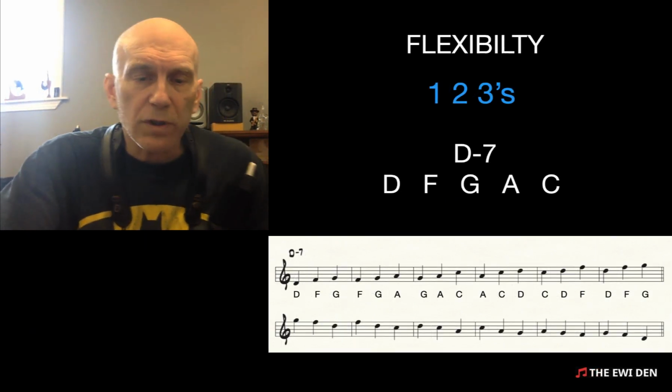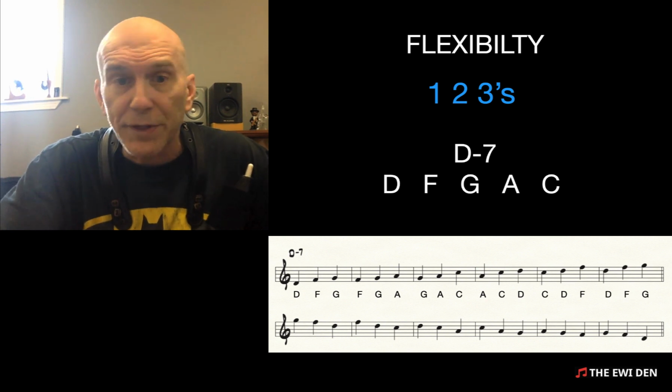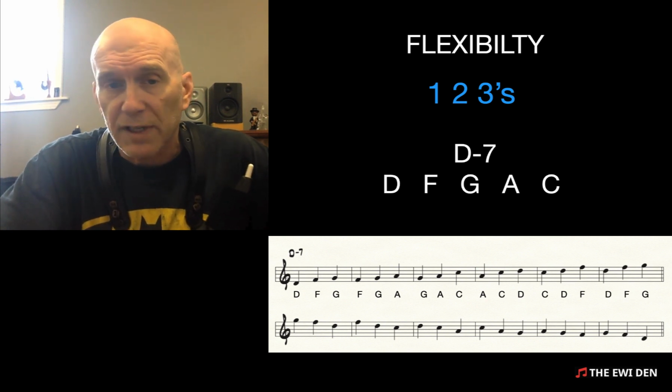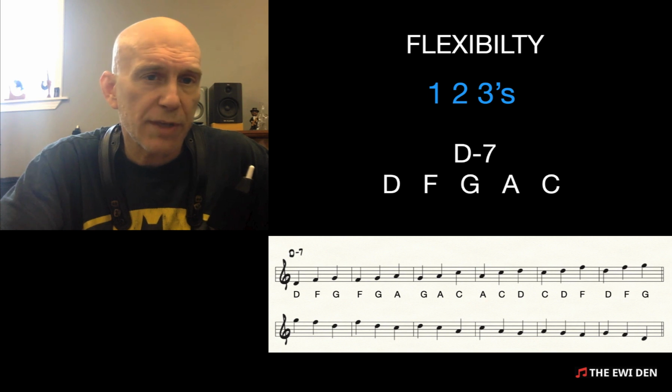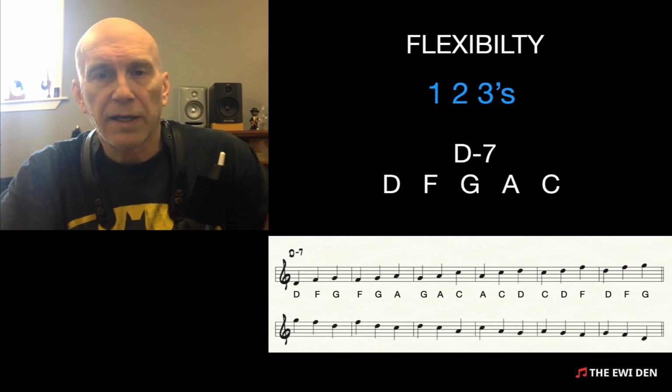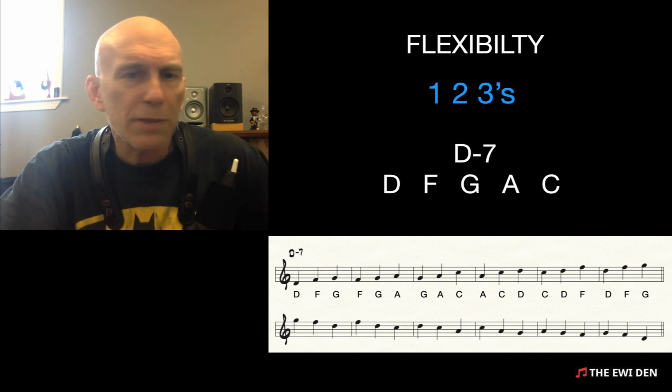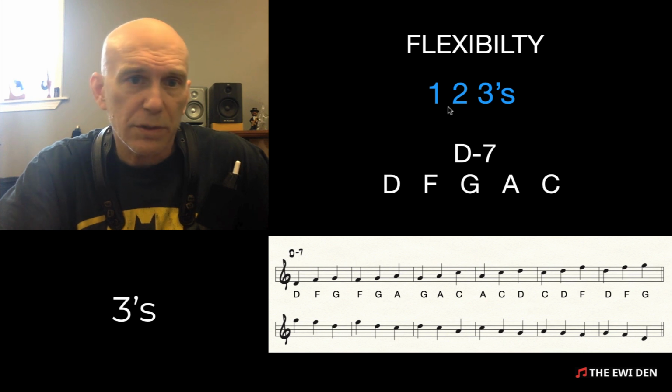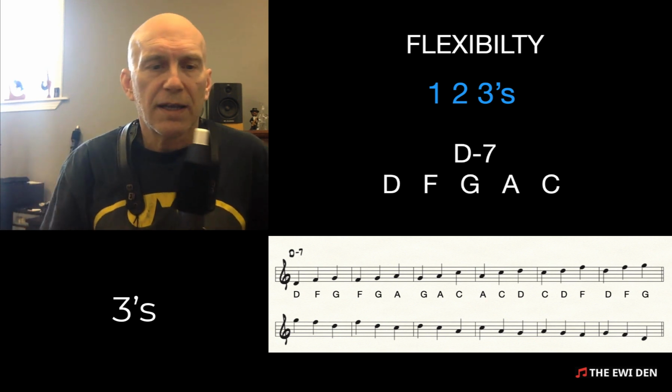So now that we've worked on building the vocabulary, let's work on building flexibility and some discernible technique using these scales. The first thing we're going to do is play two pretty basic patterns. The first one I call threes. So we're just going to build 1, 2, 3 scale degrees up from each member of the scale. So we're going to go D, F, G, F, G, A, G, A, C, like that, up the scale in groups of threes.